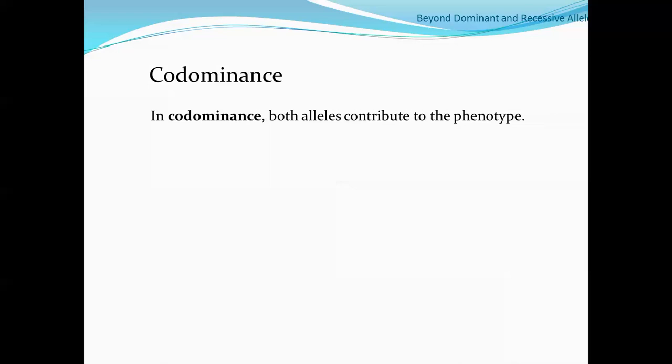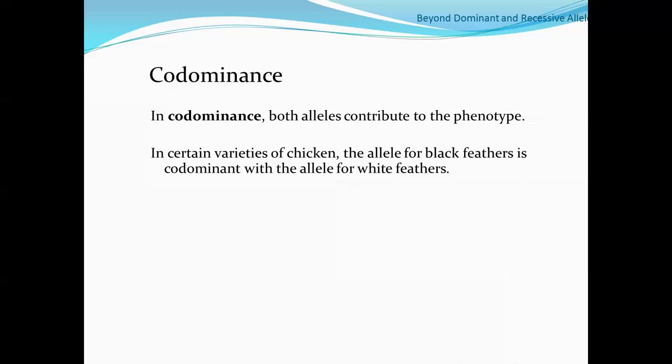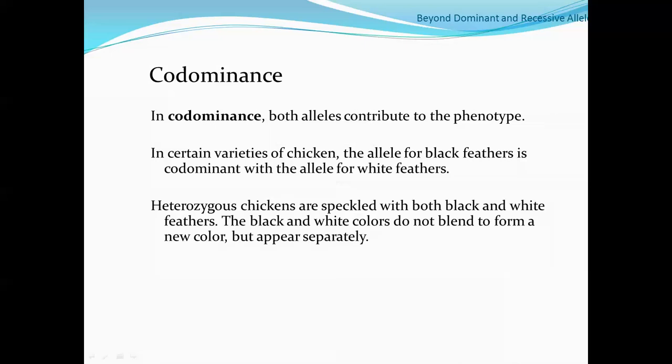And in codominance, both alleles are going to contribute to the phenotype. An example of that is that in certain varieties of chicken, the allele for black feathers is codominant with the allele for white feathers. What that means is that heterozygous chickens are speckled with both black and white feathers. The black and white colors do not blend like they did in incomplete dominance, but they appear separately. They don't mix black and white to form some crazy color. They just both show up.